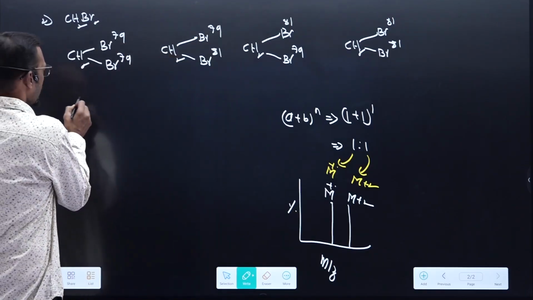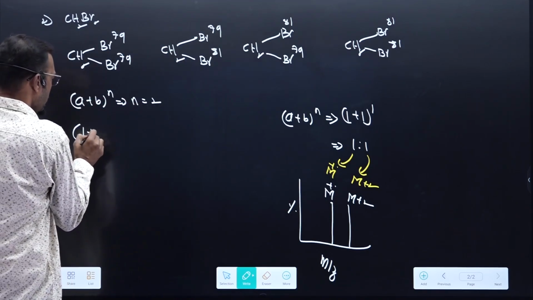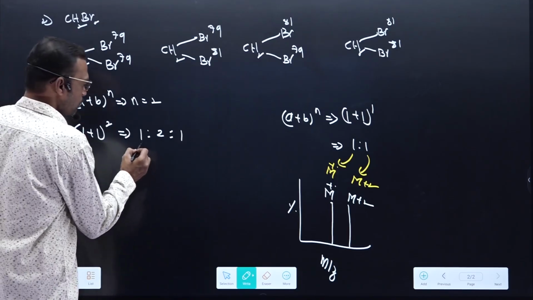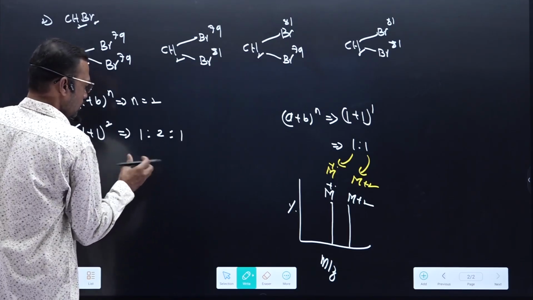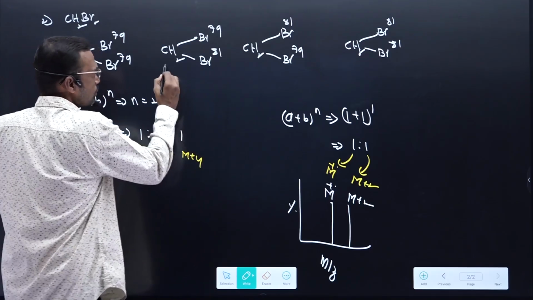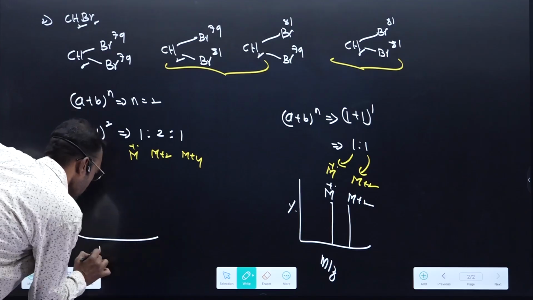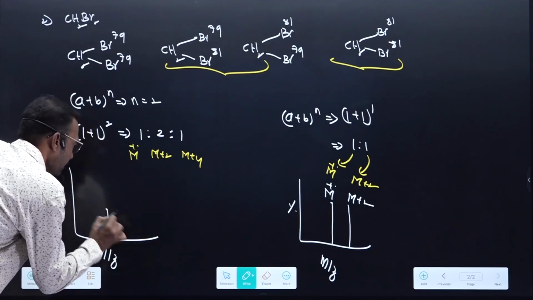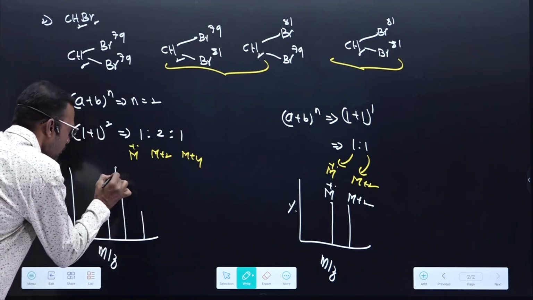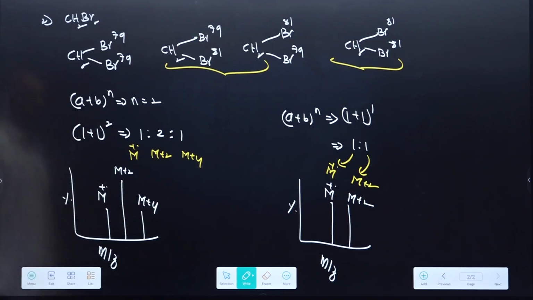Okay. So here if I apply (a plus b) to the power n, with n equal to 2, I can write (1 plus 1) to the power 2. So 1 to 2 to 1 ratio. This is the molecular ion, M plus 2 and this is M plus 4. Which means you will get this kind of spectrum. Here the M value is the molecular ion. M plus 2 is double this, and this is M plus 4. Molecular ion, M plus 2 peak and here M plus 4, and this is the percentage of intensity. So that is for two bromines.